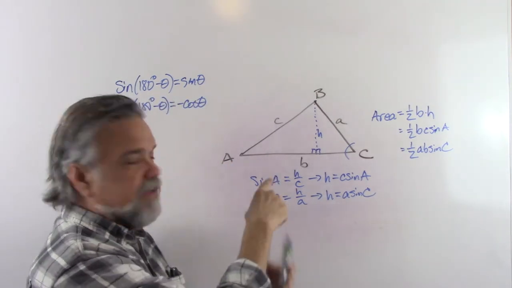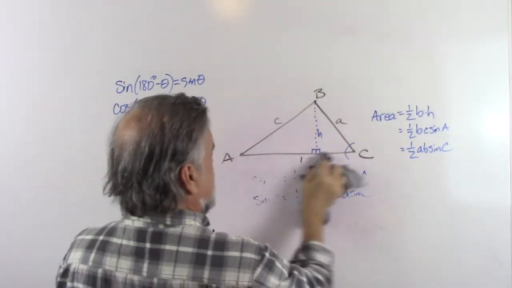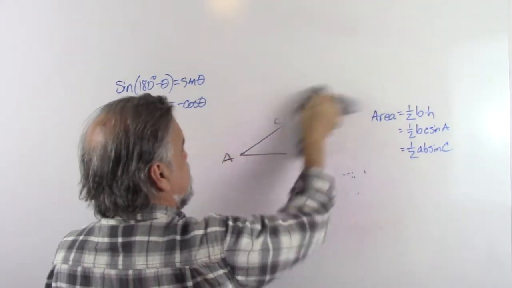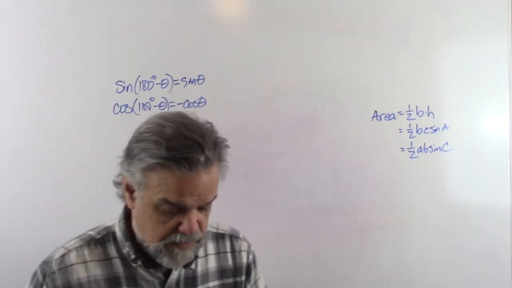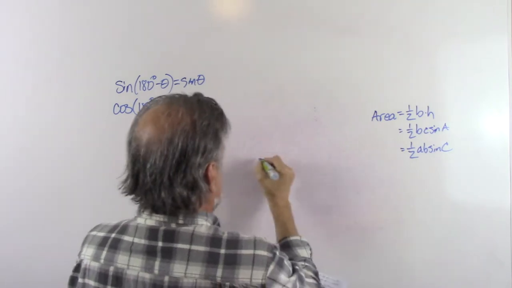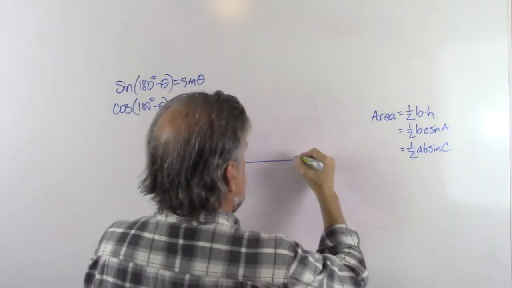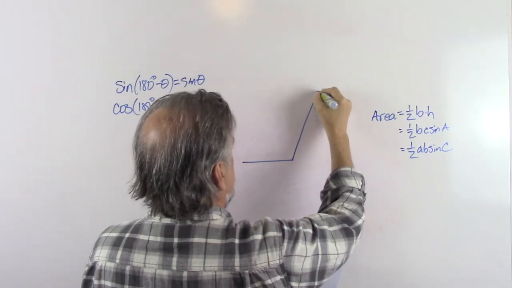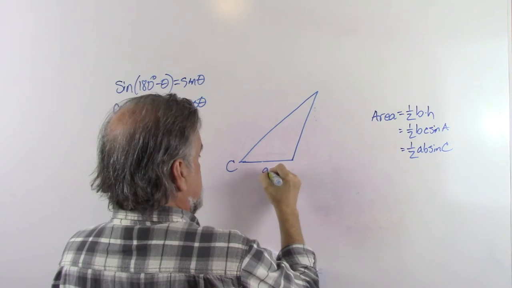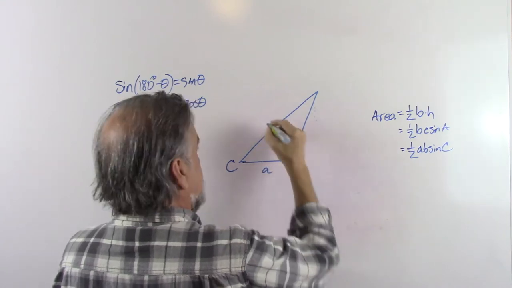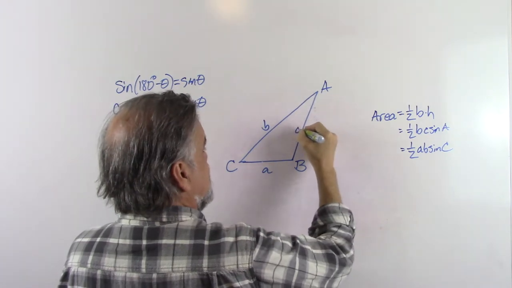Let's take this triangle and turn it around. When I turn it, it's going to look kind of like this. Actually, B was a little bit of an obtuse angle, so it goes out like that. So this is now C, this is little a, this is B. This is little b, this is capital A, and this is little c over here.